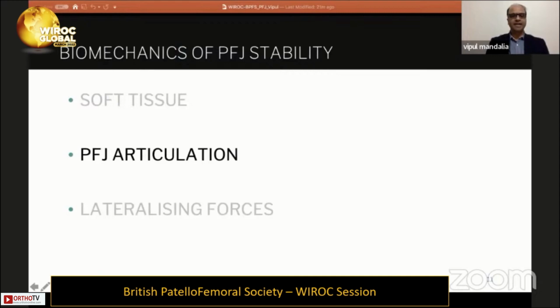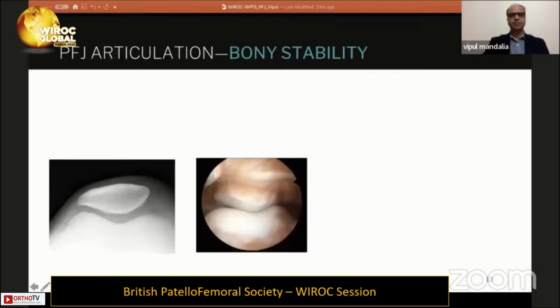The second important aspect of PFJ stability is the PFJ articulation. There are two important things in PFJ articulation. PFJ articulation provides bony stability, and that starts from around 20 to 30 degrees of flexion onward. Two things we need to consider: trochlear morphology. If you look at this arthroscopic picture, you can see that a normal trochlea is a nicely concave shape, with medial and lateral trochlea providing that mediolateral stability.